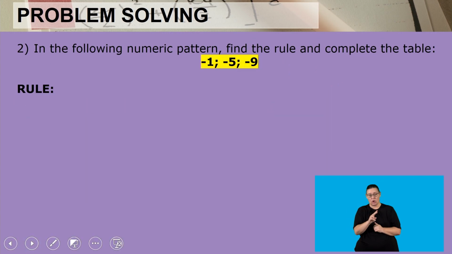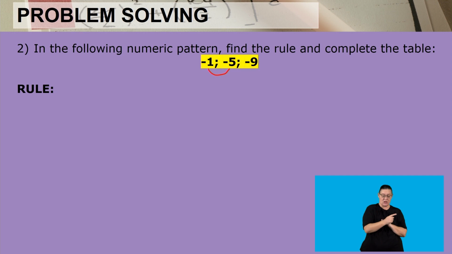Let's look at the next question. The next question says, in the following numeric pattern, we need to find the rule and again complete the table. So here we've been given -1, -5, and -9. What is the constant difference or ratio here? As we can see, from term 1 to term 2, we are subtracting 4. And again, from term 2 to term 3, we are subtracting 4. So that is a constant difference.